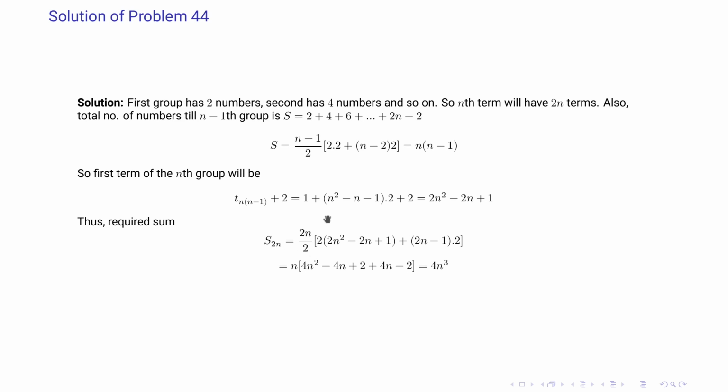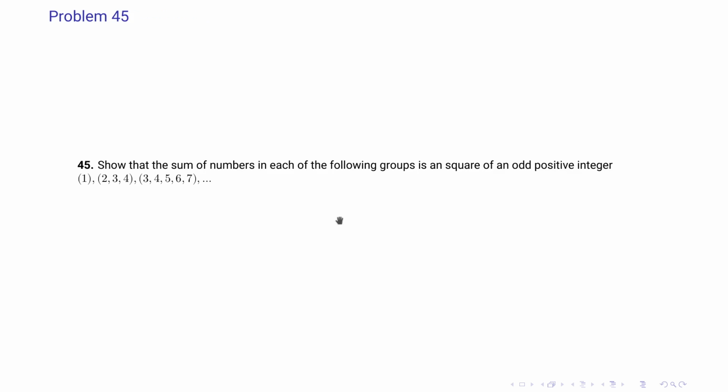So the required sum would be the first term into 2 plus total number of terms minus 1 into common difference, and 2n minus 2 would be 2n by 2 is the n minus 2 in the formula of n terms. So we get this, we solve this to obtain the sum as 4n cube.